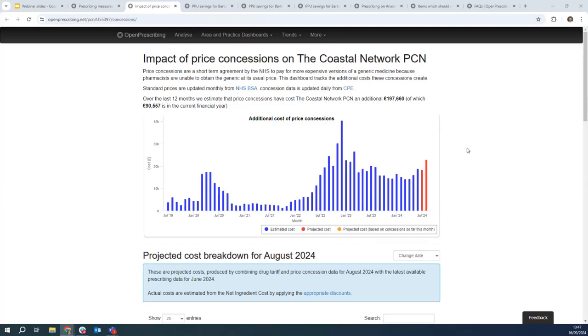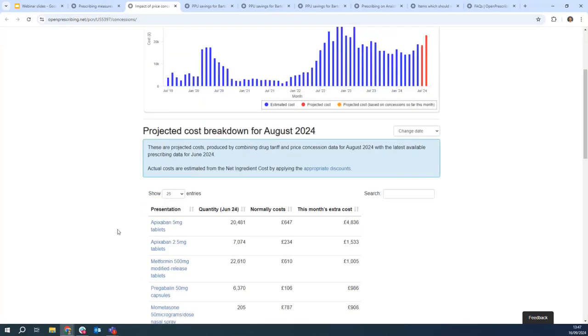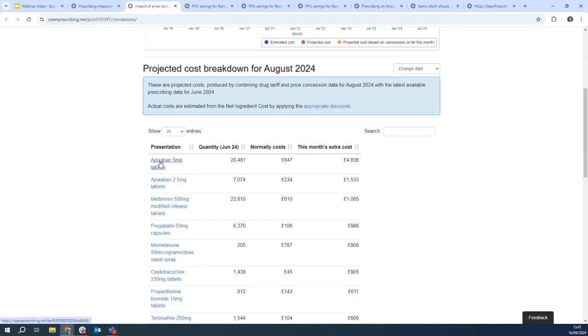So some of them can be really small units, small prescribing, low numbers, low cost. Some of them can be quite big jumps. So I think apixaban, yeah, there we go. So we can see apixaban is top here. That's what I would predict. So there's a price concession going around for apixaban at the moment because there's generic apixaban that's available really cheaply, generally, but at the moment only the brand is available, which is many times the cost. I think about £60 a box.